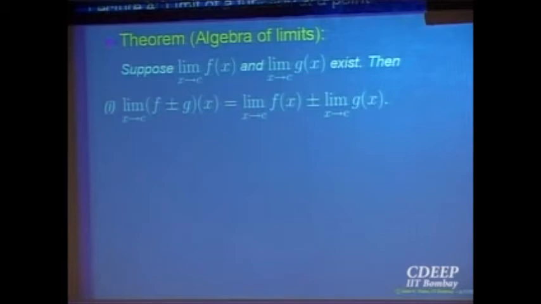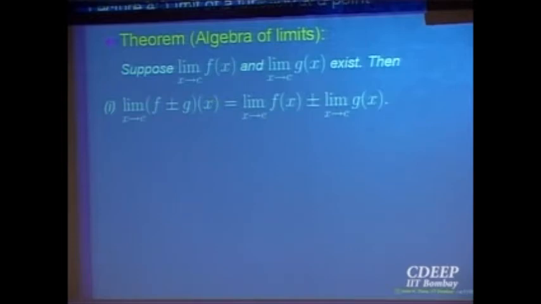So let us take a sequence. How do you prove a function has a limit? Take any sequence c_n which is converging to c and look at the image sequence and show that it is convergent. So take a sequence c_n which converges to c. So what will be the image of f plus g of c_n?